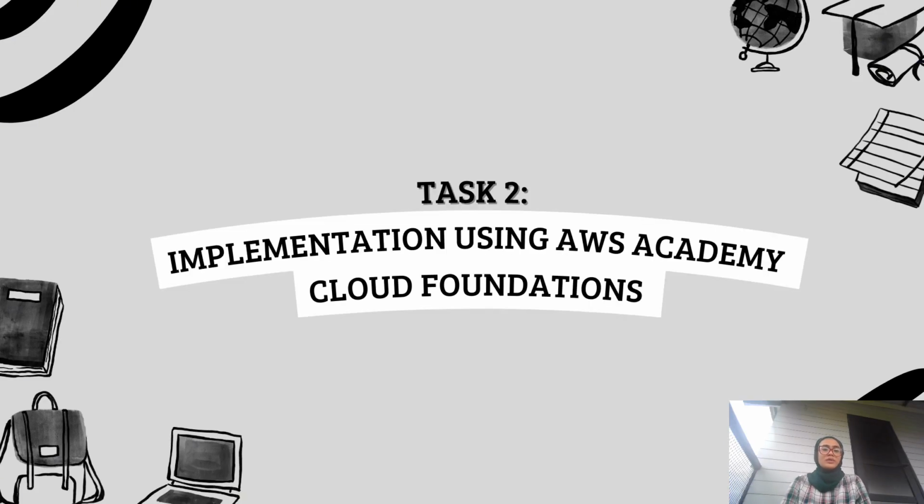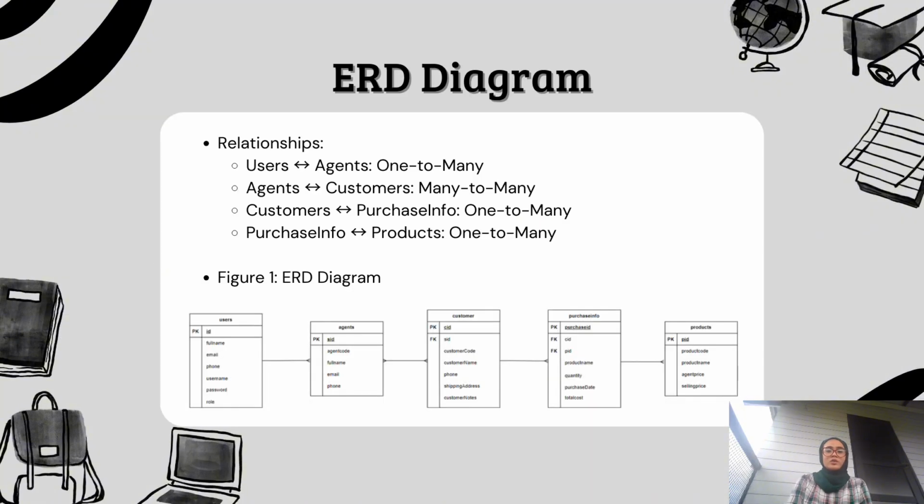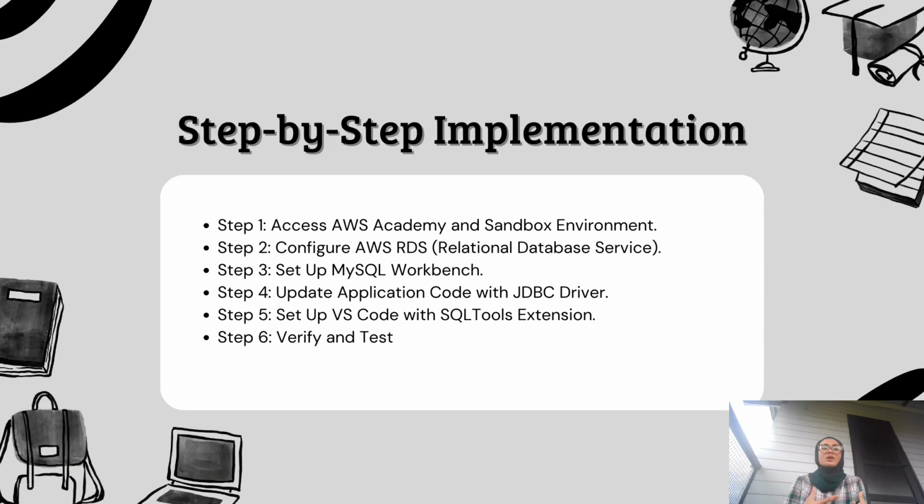Moving on to task 2, we designed an entity relationship diagram, ERD, to represent the relationships between the entities in our application. The relationship between users and agents is one-to-many. The relationship between agents and customers is many-to-many. The relationship between customer and purchase information is one-to-many. And finally, the relationship between purchase information and products is also one-to-many. This ERD helps us understand how data flows within the application and ensures that our database design aligns with the business requirements. Now, let's walk through the step-by-step implementation of task 2.